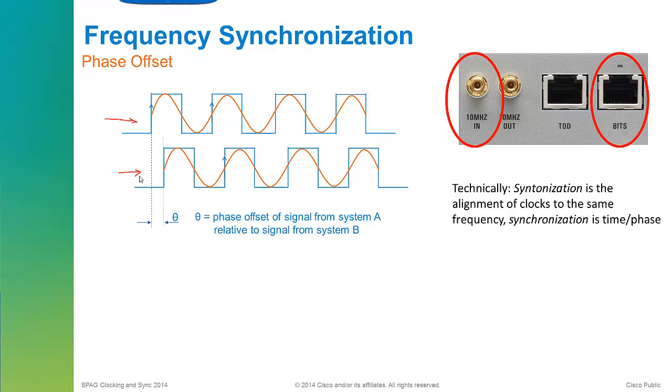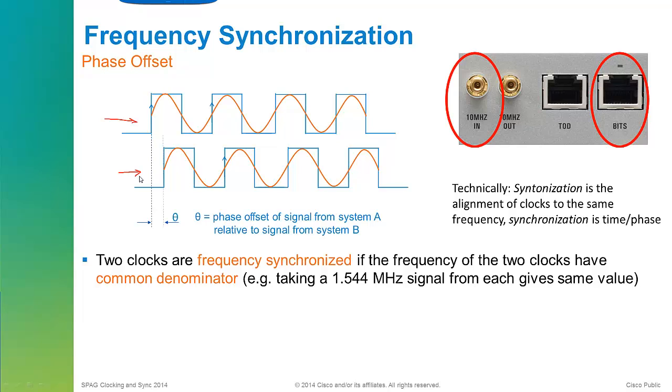But you'll see that they're actually out of phase, and the reason is that when the circuit starts to change from positive to negative, or when it reaches a peak, the other one is a little bit behind it. So in this case, the signal from system A relative to signal of system B has a phase offset, which is normally referred to as theta.